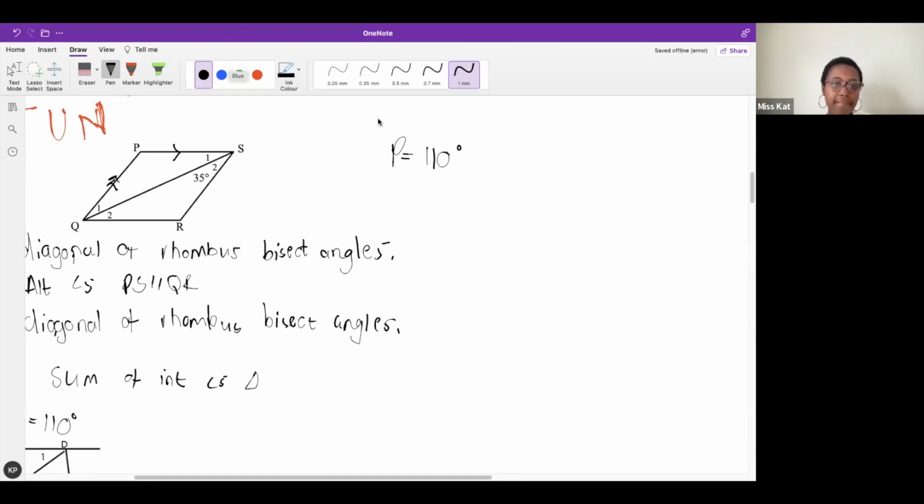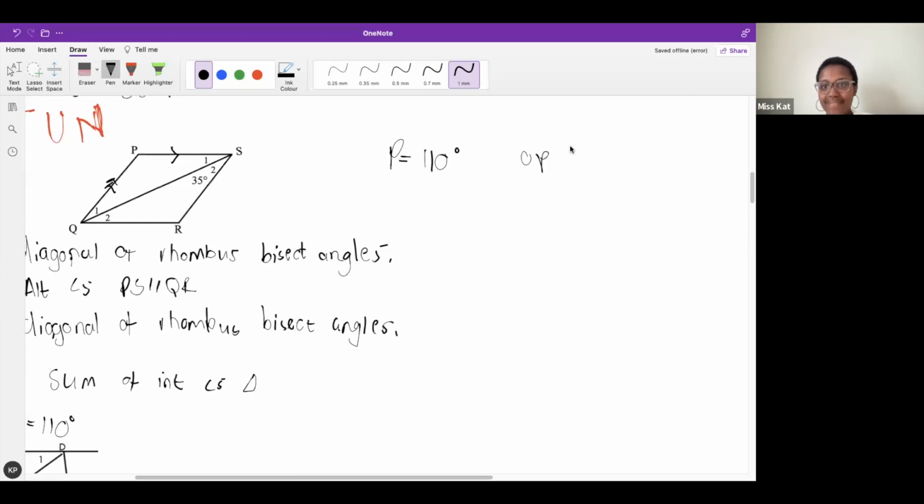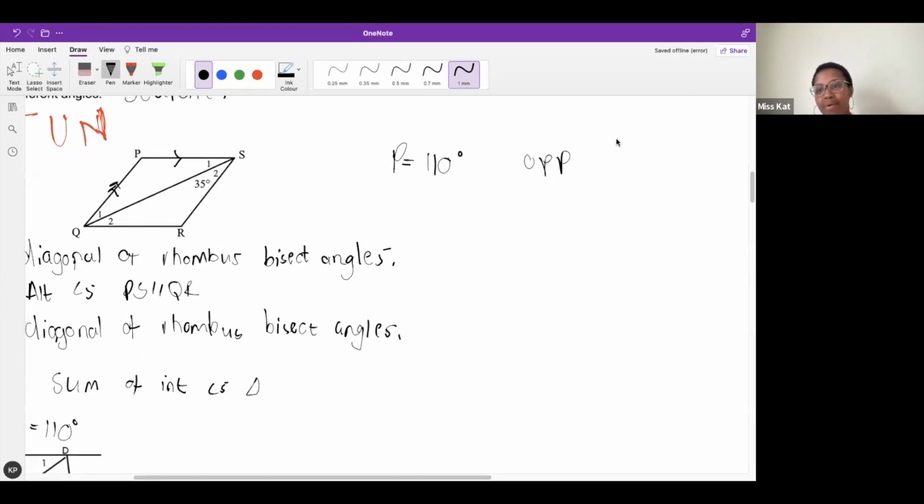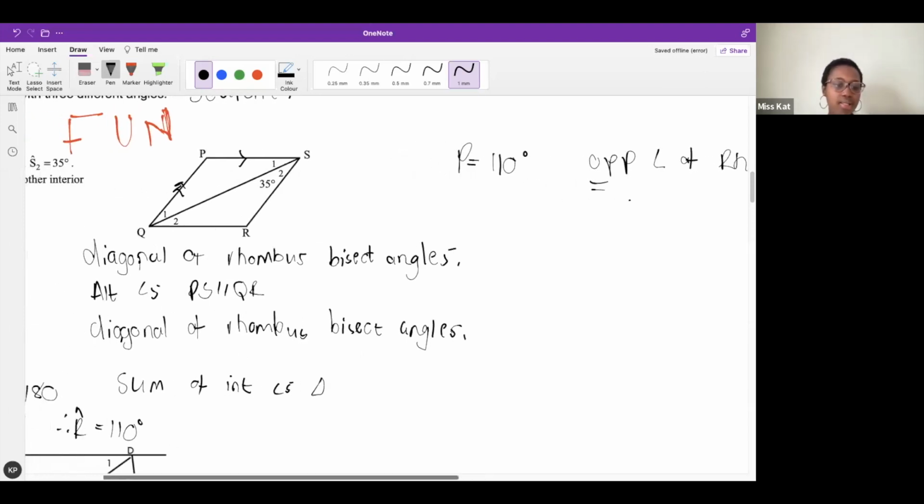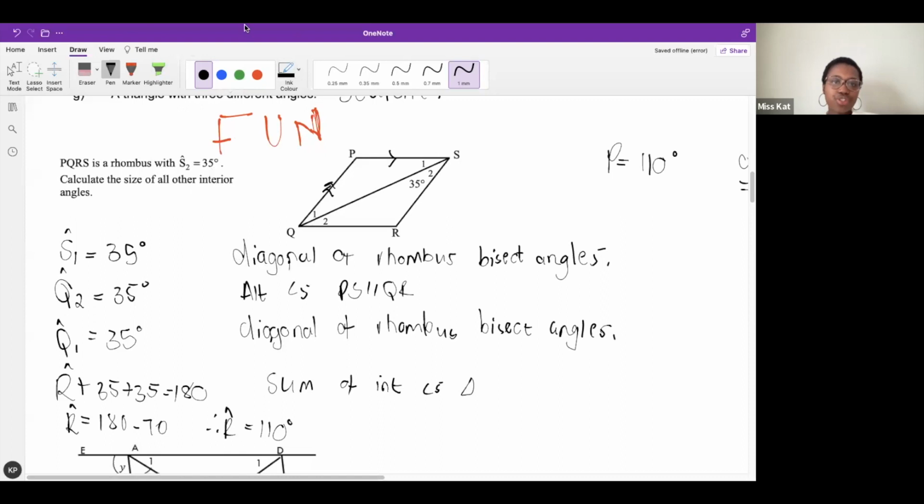Ma'am, the opposite angles of a rhombus are the same, ma'am. Opposite angles of a rhombus are equal. Beautiful, guys. Ooh, that was gorgeous and beautiful.